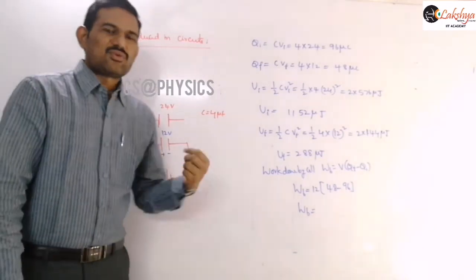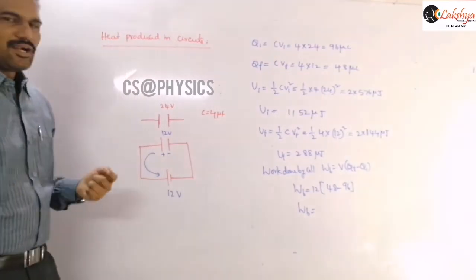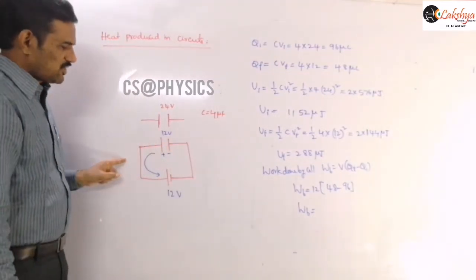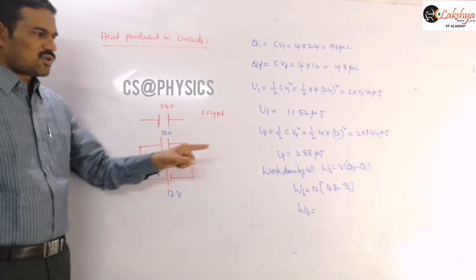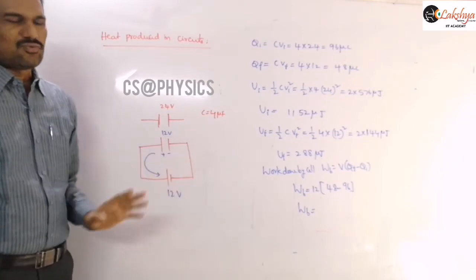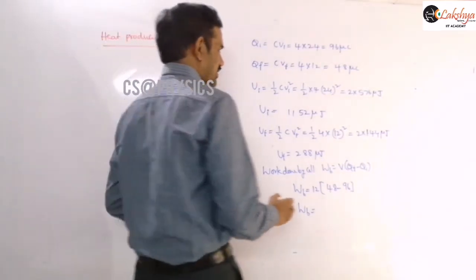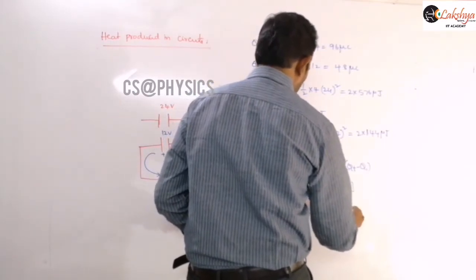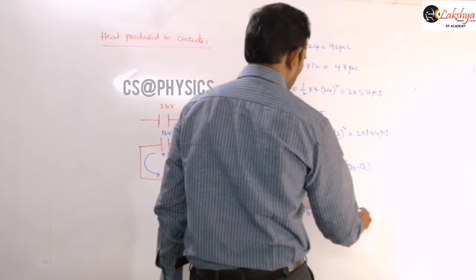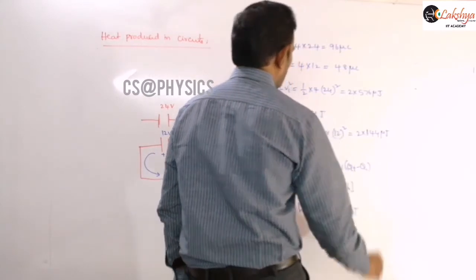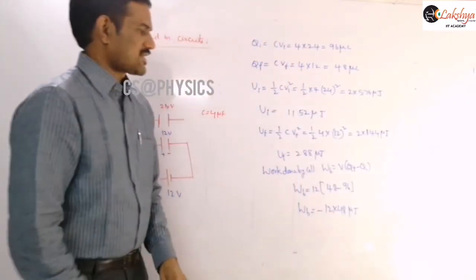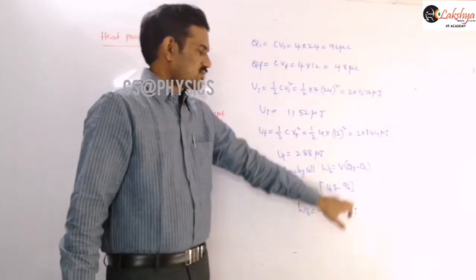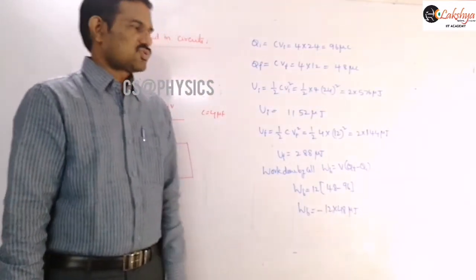Sometimes the work done by the battery may be negative, and it is negative when charge is flowing from the capacitor to the battery. Now you can observe that we are getting this negative value here: work done by the battery is negative, which is minus 12 into 48. Again this value will be in microjoules because the charge is in microcoulombs, and so automatically the energy will be in microjoules.